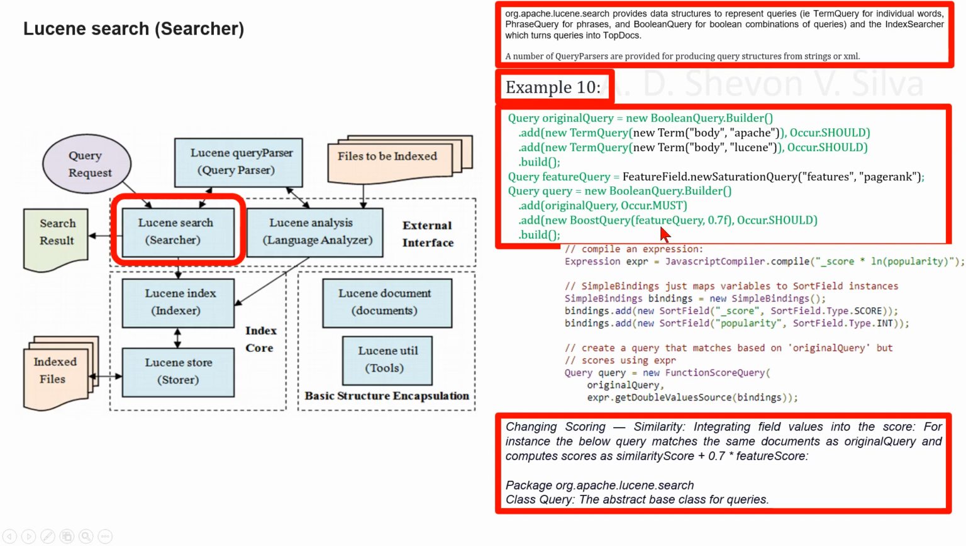For instance, this query matches the same documents as the original query and computes the score as the similarity score plus 0.7 multiplied by the feature score.